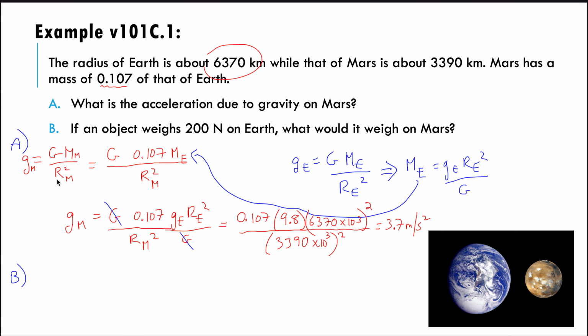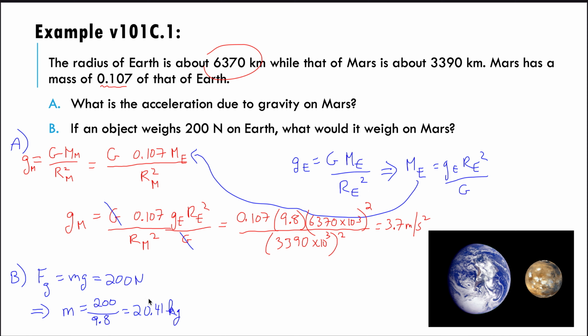If an object weighs 200 newtons on Earth, what would it weigh on Mars? So we know that this weight is also mg. This gravitational force is the weight. So Fg equals mg. We know that the weight on Earth is 200 newtons. This allows us to solve for the mass of your object. So the mass of the object is going to be 200 divided by 9.8, because all of this is happening on Earth. That gives us about 20.41 kilograms.